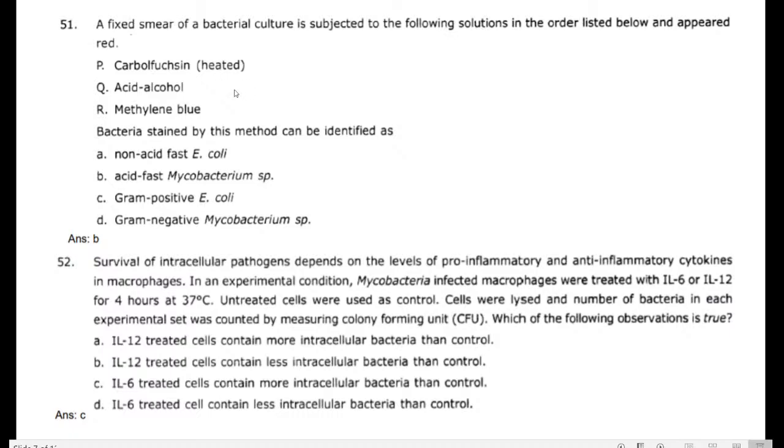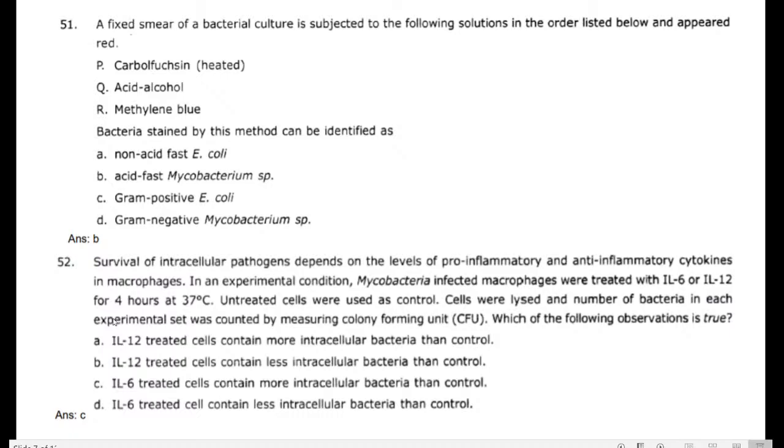Different staining methods are there. Here the methylene blue staining is applied: carbol fuchsin, acid alcohol and methylene blue. The bacteria stained by this method are identified as acid fast. This method is helpful for identifying the acid fast Mycobacterium species. The acid fast Mycobacterium species are characterized by this kind of smearing technique, having carbol fuchsin, acid alcohol and methylene blue.